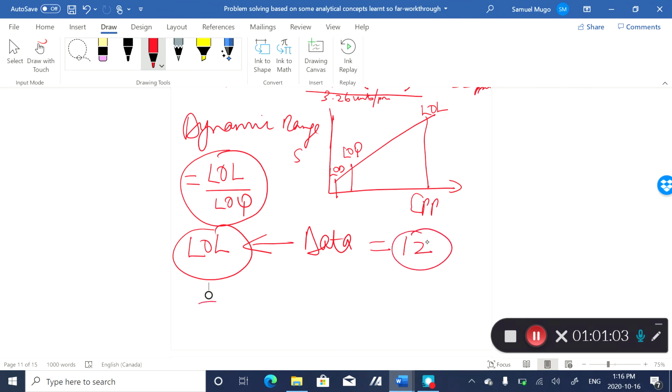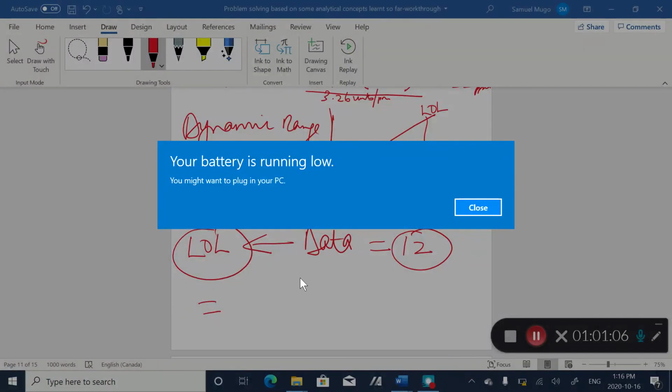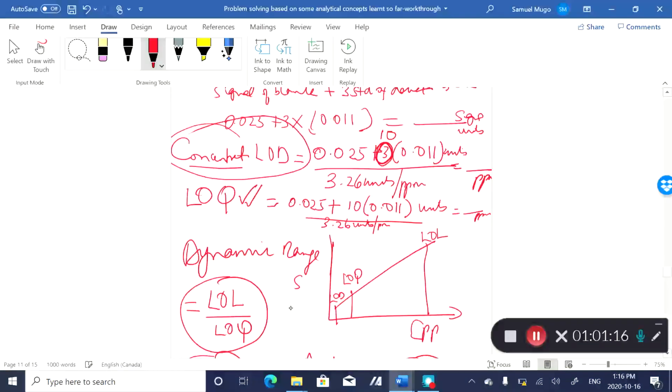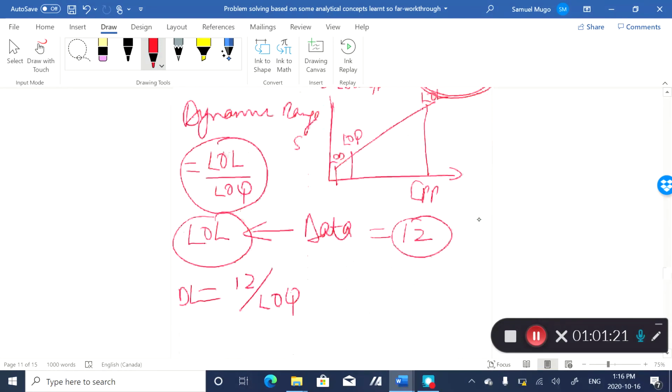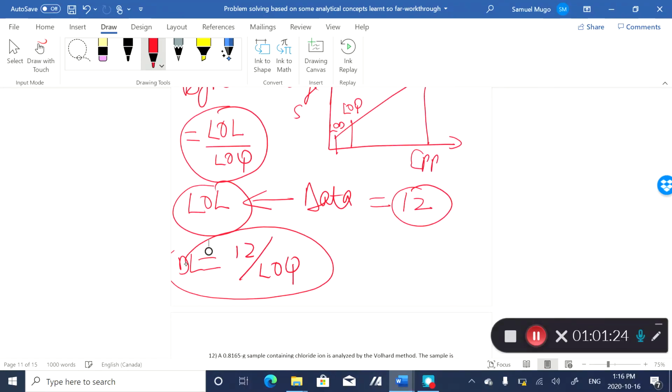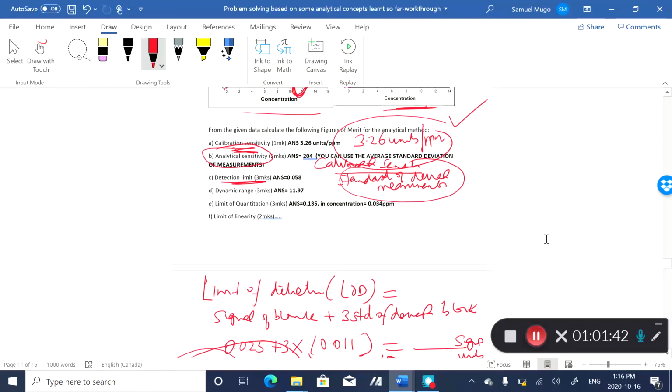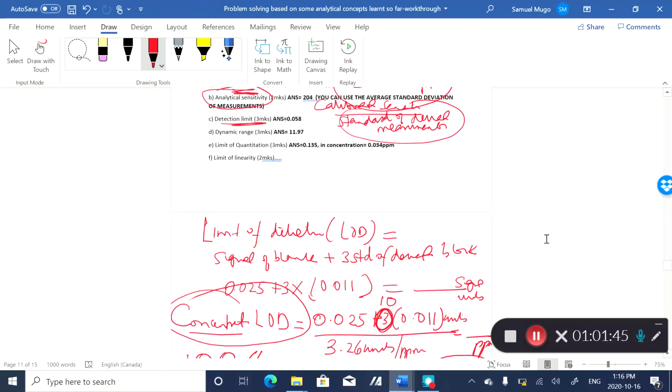Okay, and so the dynamic range then is going to be 12 divided by the limit of quantification, which you calculated up there. Whatever number you get, you get that ratio, and that is your dynamic range. So that is the range at which your concentration is proportional to the signal. It's linearly proportional to the signal. And so please take note of all those figures of merit that I've shown you how to calculate.